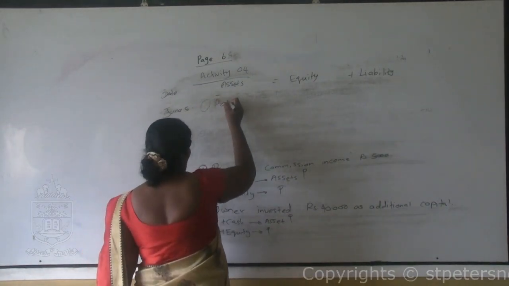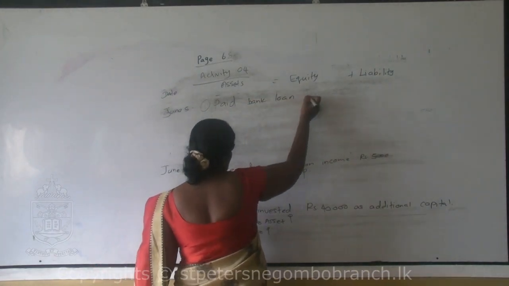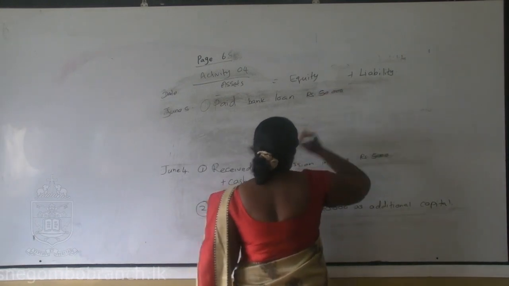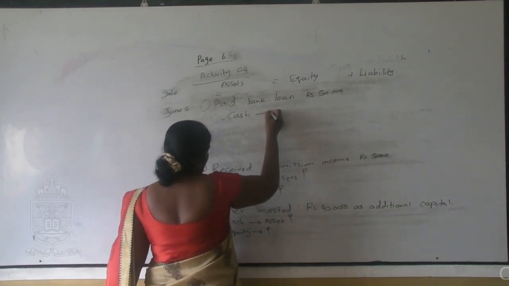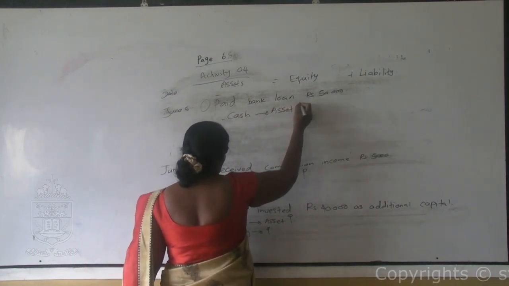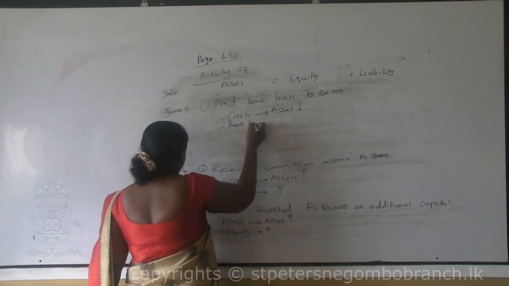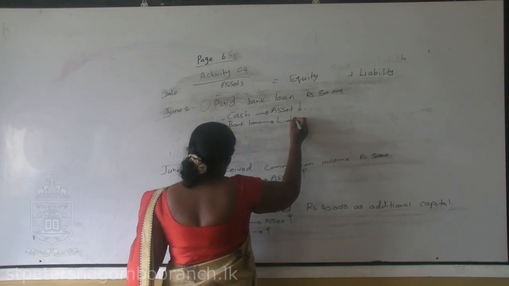Paid bank loan 50,000 rupees. So at that time cash decrease because it's an asset, and bank loan decrease because it's a liability.